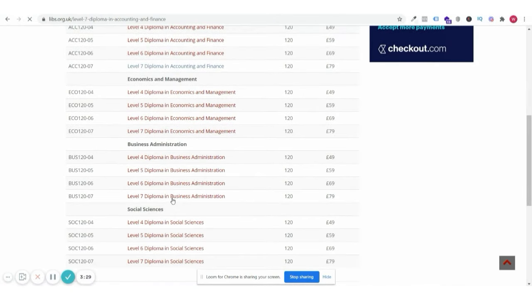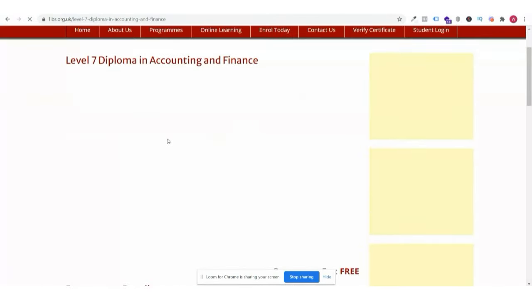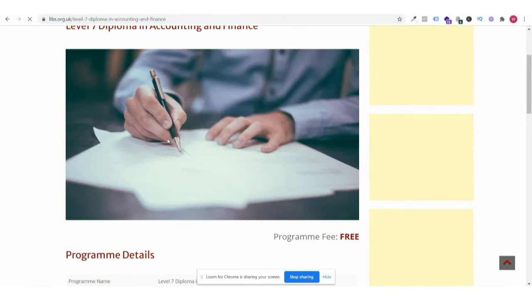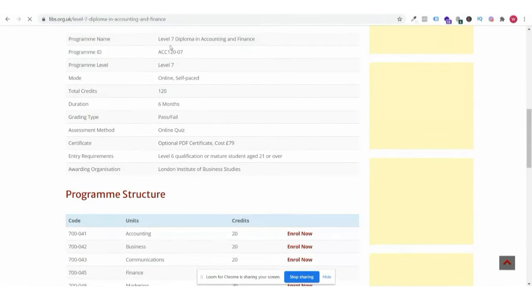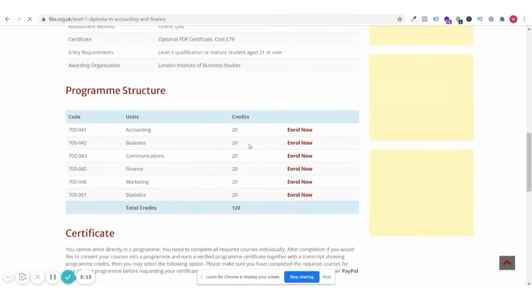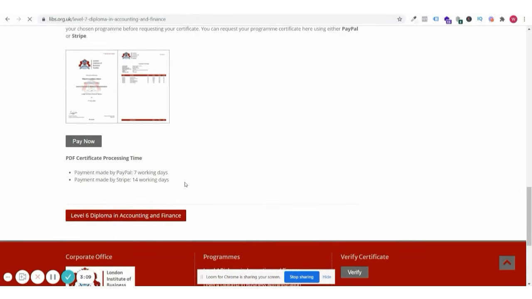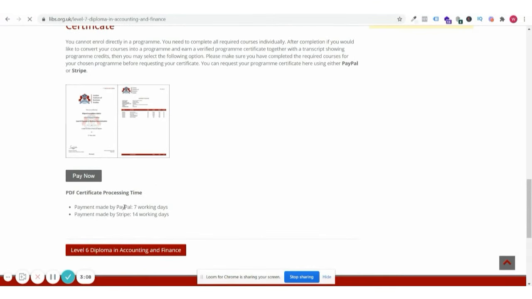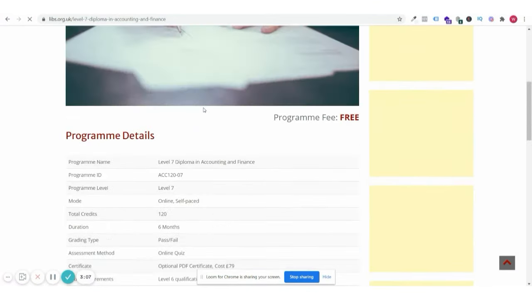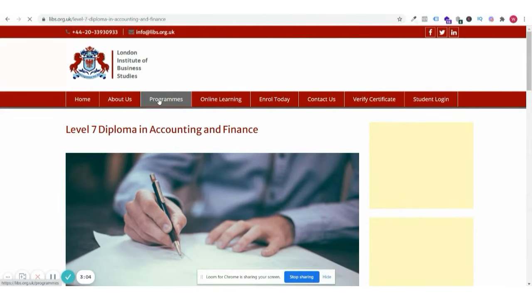So let's see level 7 diploma in accounting. Let's see the program details. It's also online for 6 months, that's the duration. And you have online quiz. So each course is about 20 credits. And then you can pay online for the certificate via PayPal or Stripe.